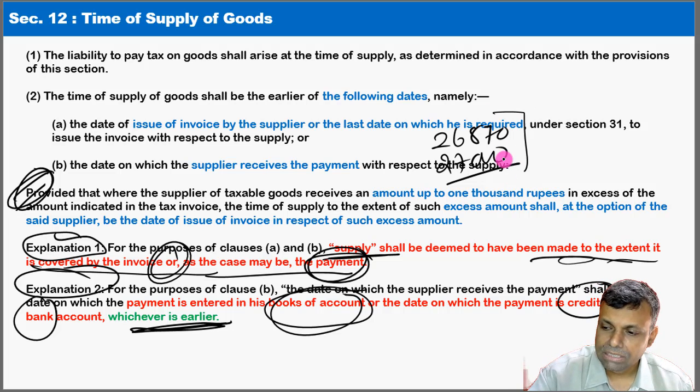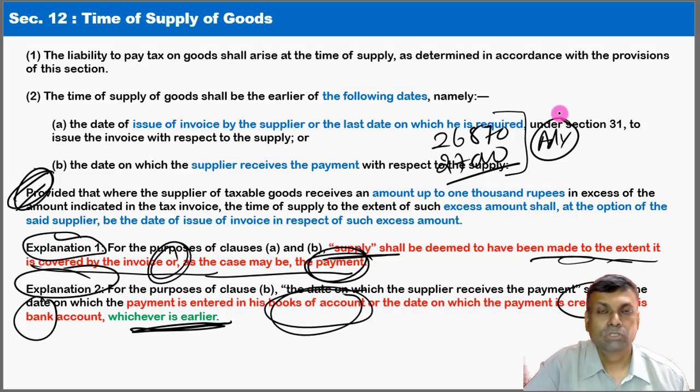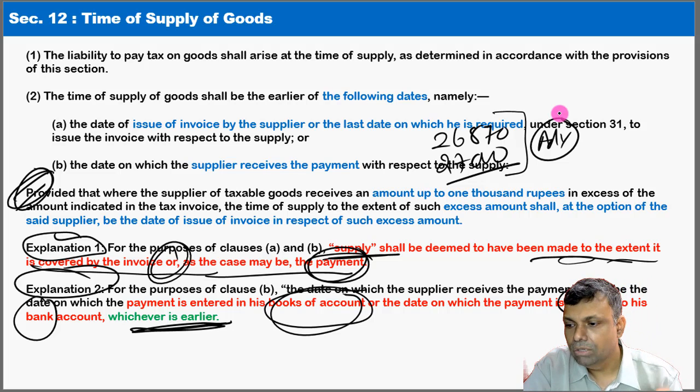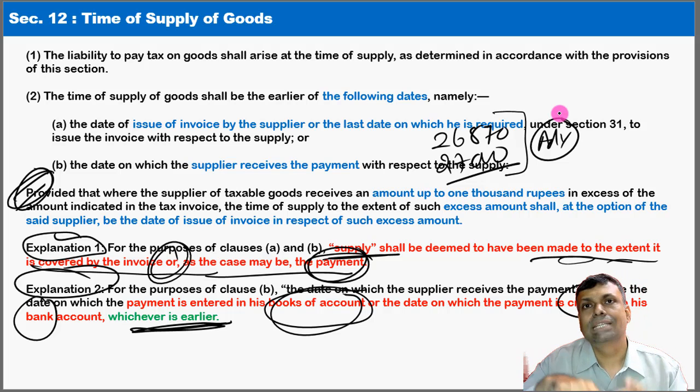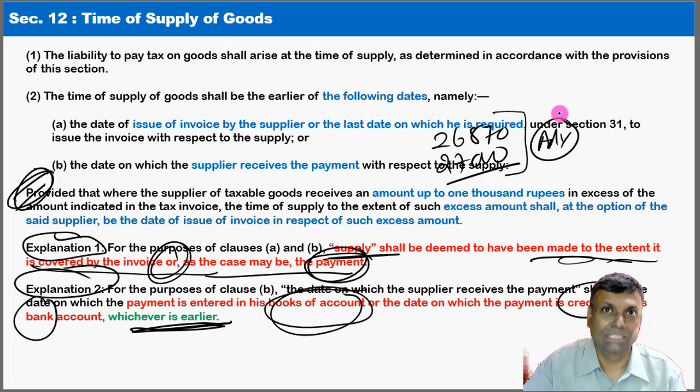So now the balance difference will be something like an advance in my books of accounts. In my books of accounts, I have to receive only 26,870. The extra 130 rupees will appear in the books of accounts, because to that extent I have received an advance payment, and logically, friends, I am going to adjust that money against my next billing. So this kind of marginal difference will not be treated as supply.